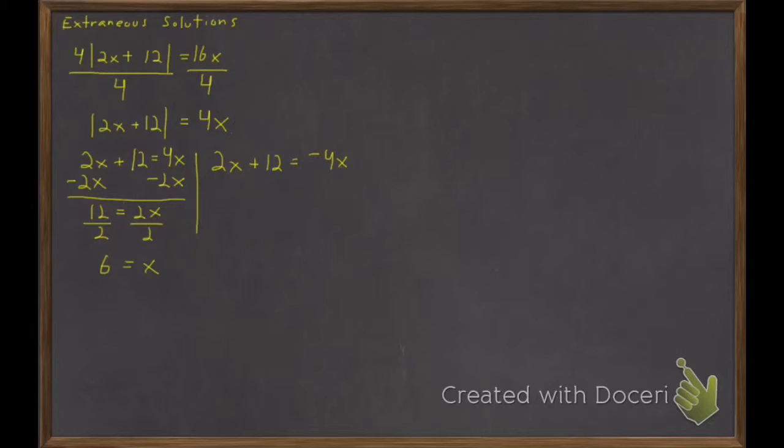On the right-hand side, we subtract 12. Well, instead of subtracting 12, we could just subtract the 2x. We subtract the 2x, and we get 12 is equal to negative 6x. We divide by a negative 6, and we get that x is equal to negative 2.